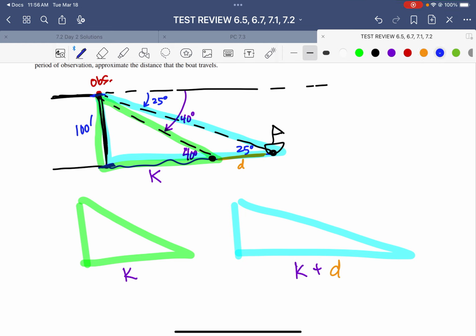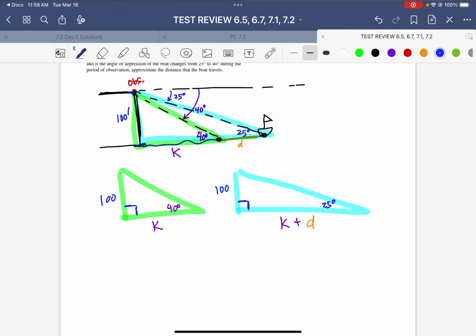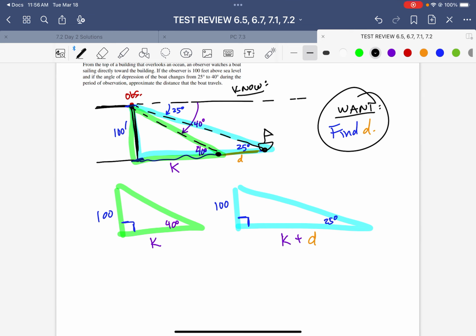And then this we said was 25 degrees. Should be clear that that's 90. This one in here is 40. And then we know that this is 100 feet and 100 feet. So now we're trying to solve for D. So find D. So all of this over here is what we know with this picture and all these labels, and this is what we want. So that should be pretty clear.